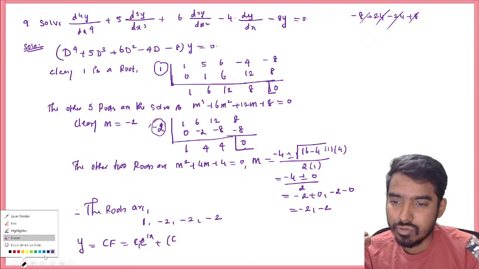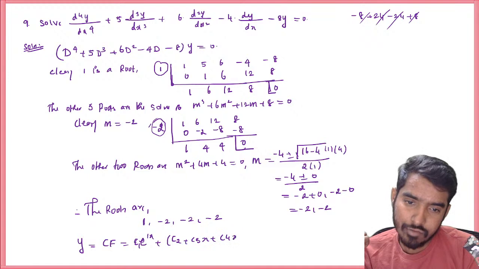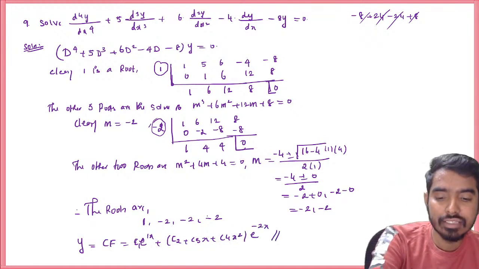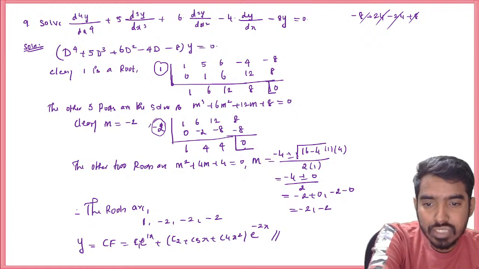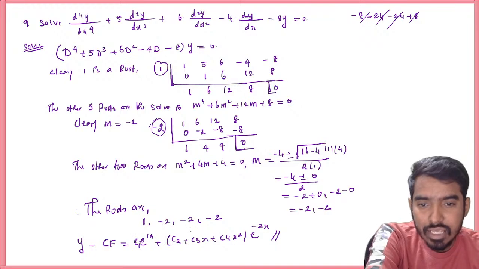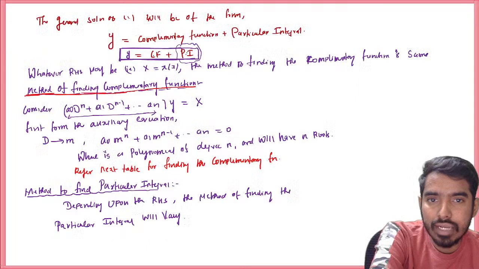We'll start with C2 plus C3x plus C4x square into e power mx. That's it, right? So we have 3 equal roots and 1 distinct. For the 1 distinct root, we'll put C1 e power 1x. And for these 3 equal roots, we know the formula, right? C1 plus C2x into e power mx.